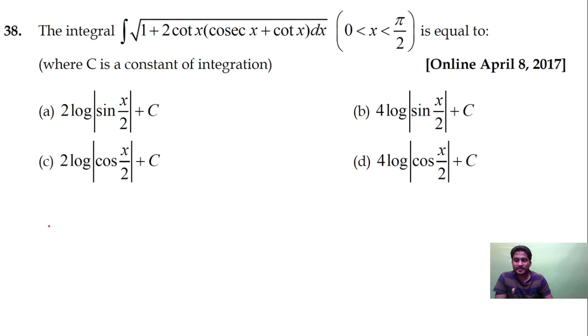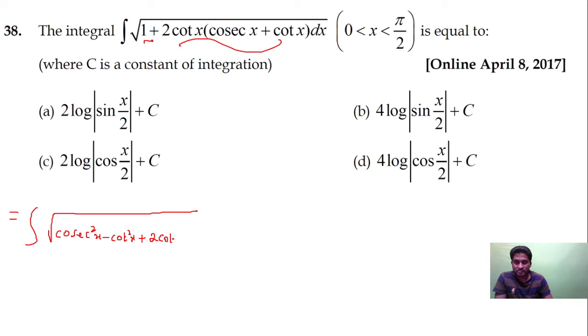Okay, question number 38. This is a simple question only, guys. Similar question was asked in Comet K as well. So this is equal to integration of root of this one. I will write cosec square minus cot square, because cosec square minus cot square is 1. Then if you multiply this, you will get 2 cot x into cosec x plus 2 cot square x, and then dx.